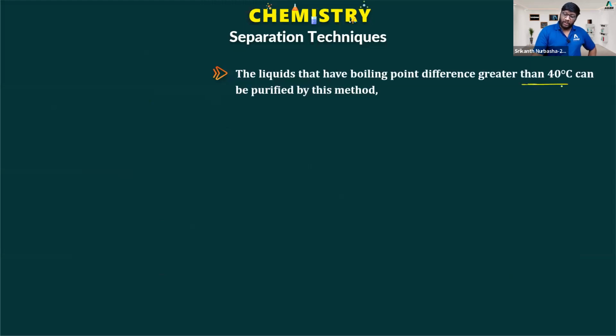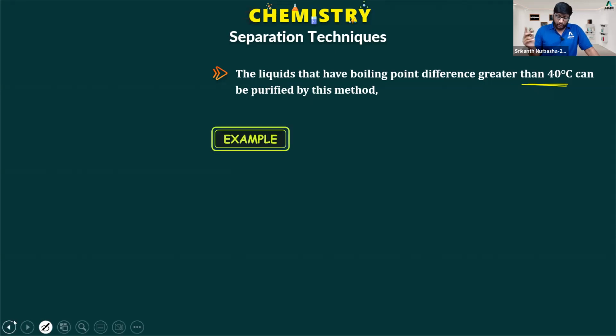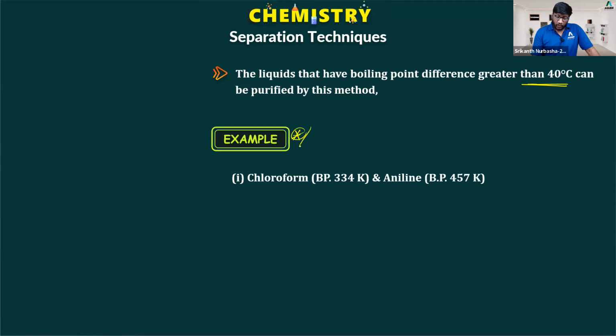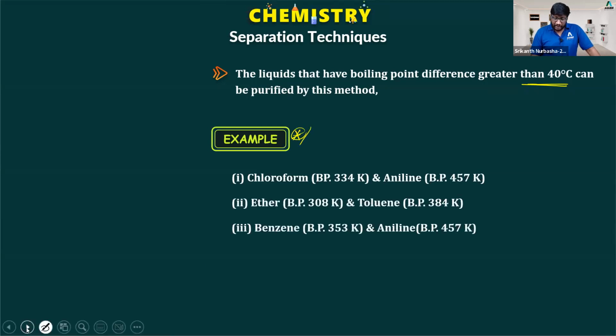As I have told you, the boiling point difference has to be greater than 40 degrees. Liquids that have a boiling point difference greater than 40 degrees can be purified by this method. If not, you have to go with fractional distillation. Examples are chloroform and aniline, ether and toluene, benzene and aniline. They can be separated or purified using this separation technique known as simple distillation.